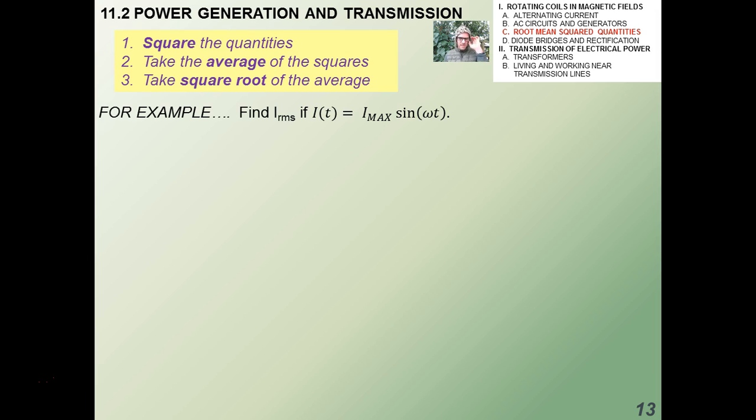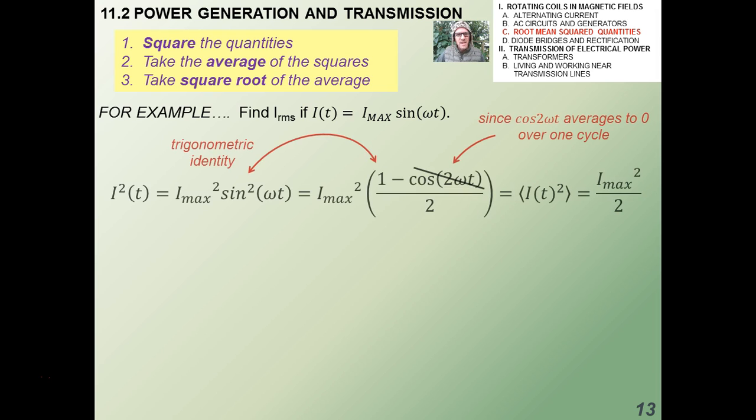Now let's talk about functions. Remember, my current is a function of time: I max times sine omega t. Now let's find the RMS value for I given that function. Number one, I square the function. This is I max squared times sine squared omega t.